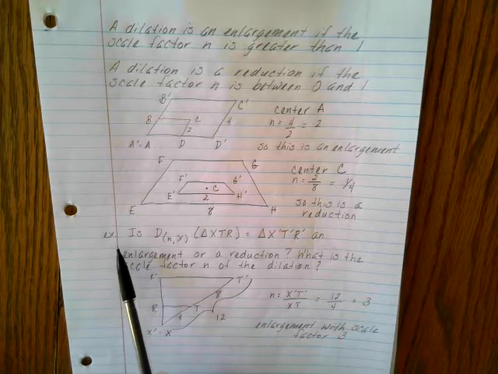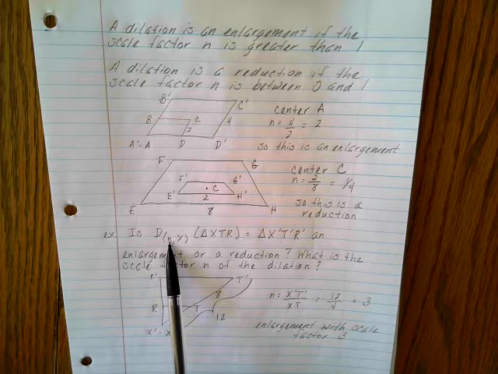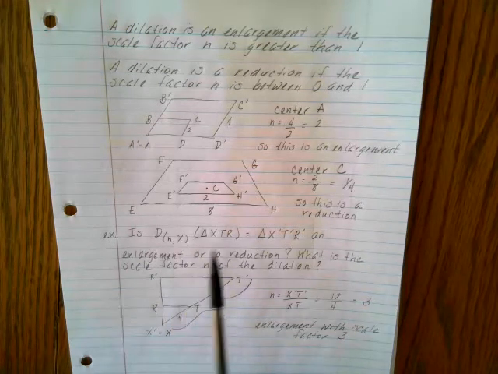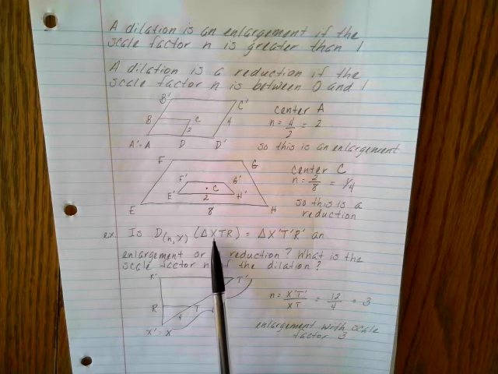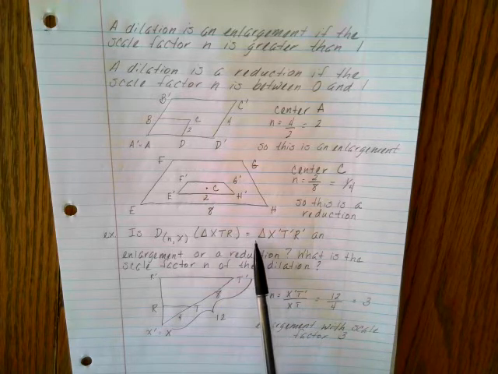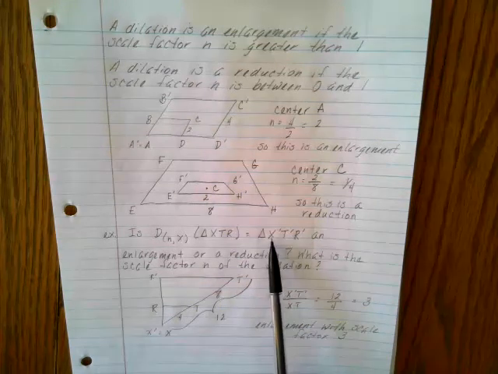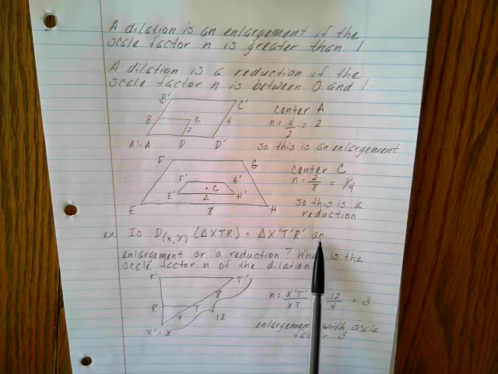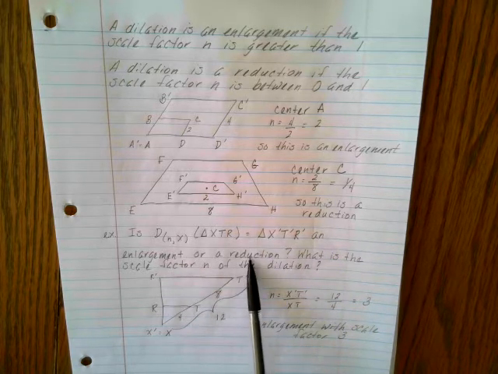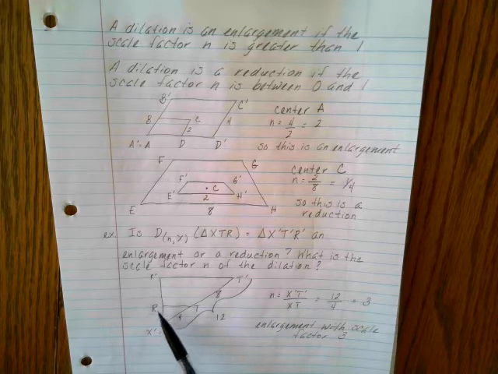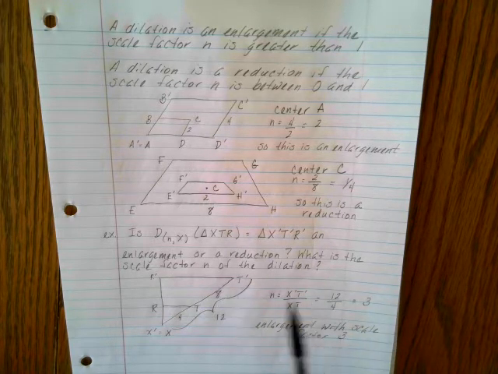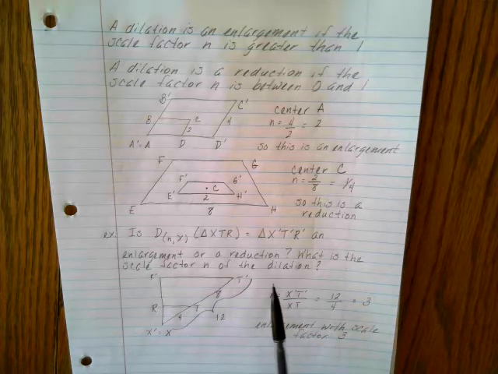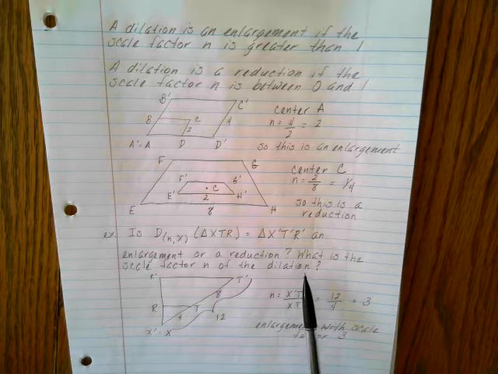Let's look at an example. Remember, this is scale factor, this is center, and I have got triangle XTR, and I'm going to go to the new triangle, which is X prime, T prime, R prime. And I want to know, is this change going to be an enlargement or a reduction? We'll look at it. The original is here, the small one. This is the new one. We know it's going to be an enlargement. We can see that, but we have to figure it out mathematically.